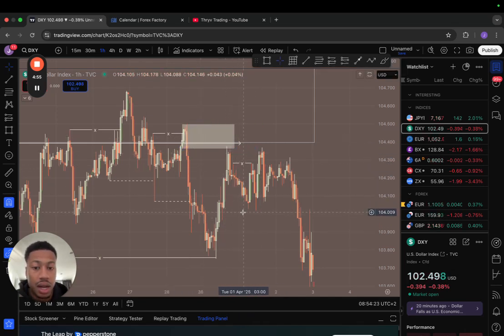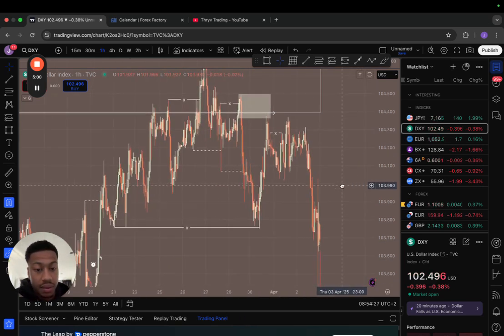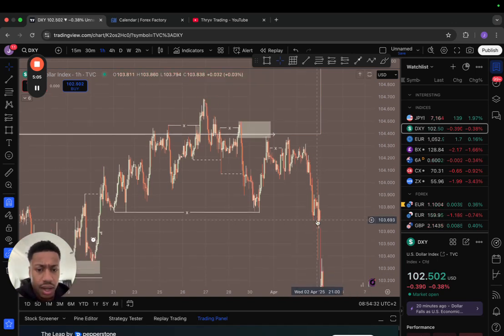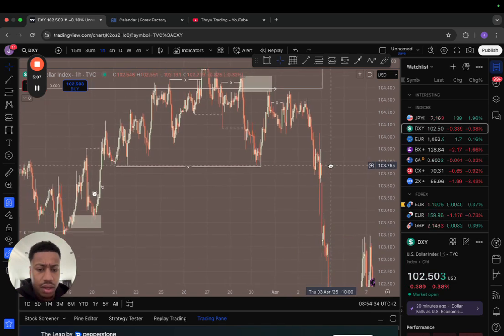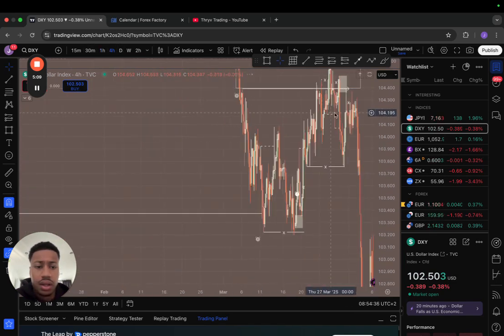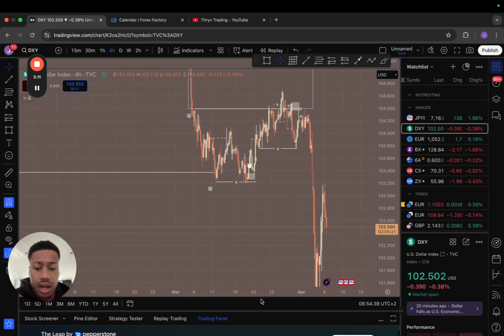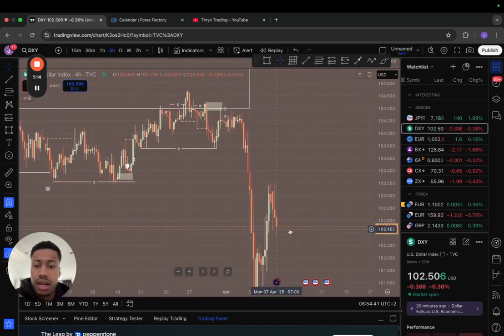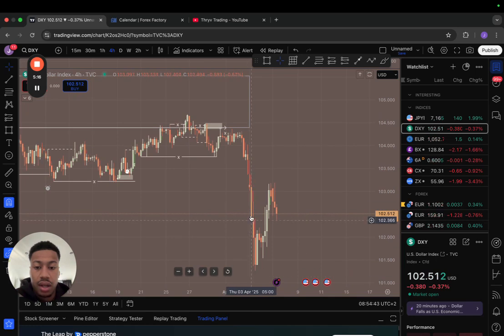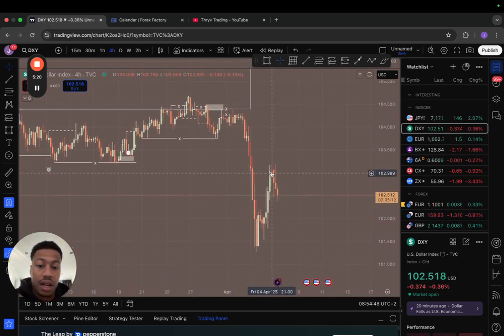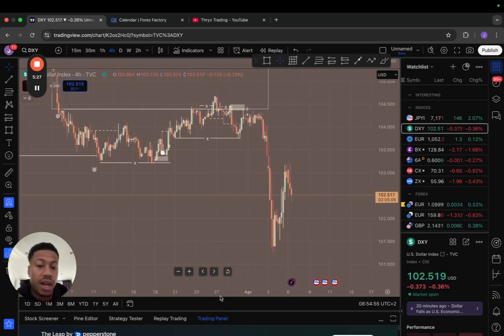Price continued to go down, took out some internal liquidity again, and here, I think this was on Wednesday, yeah. But on Thursday, Trump came out with tariffs, and that's what caused this really big move to the downside on dollar. And then on Friday, dollar also had NFP, which is non-farm payrolls, which was also a high impact news event.